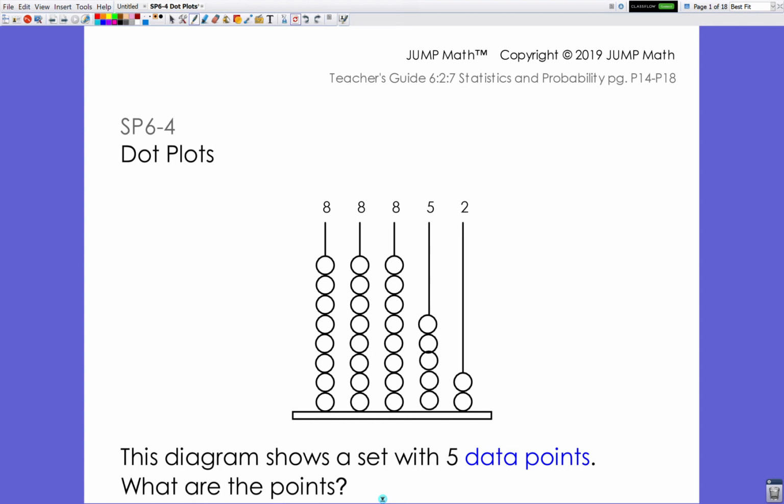This diagram here shows a set of 5 data points. What are the 5 data points? Well, we have a stack of 8, a stack of 8, another stack of 8, a stack of 5, and a stack of 2. So these are our 5 data points.